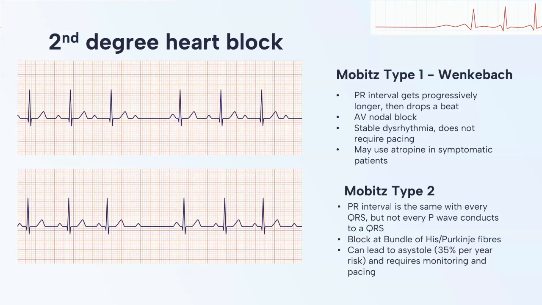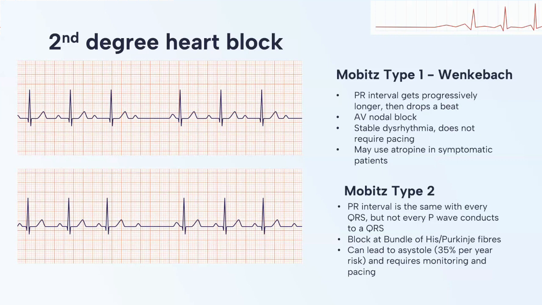Usually if you see this rhythm, it's benign. Patients are generally hemodynamically stable. They don't require pacing. If they are symptomatic, having syncope, dizziness, that sort of thing, you may consider atropine to treat these patients.